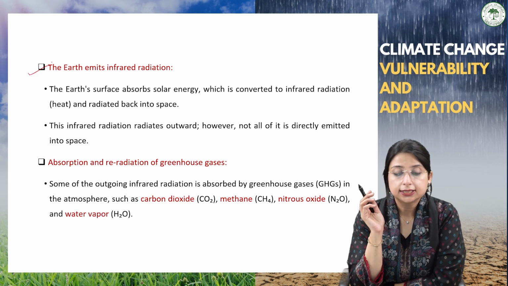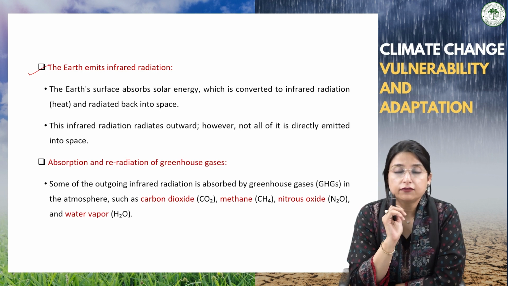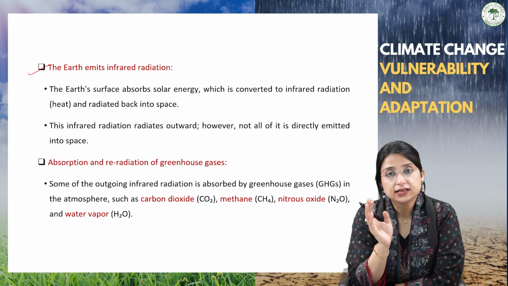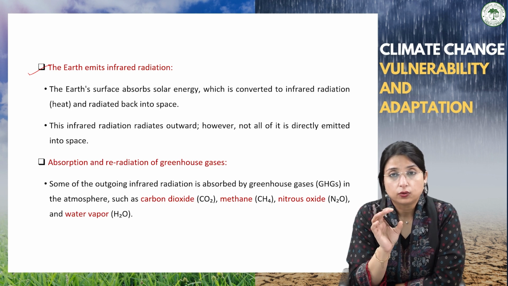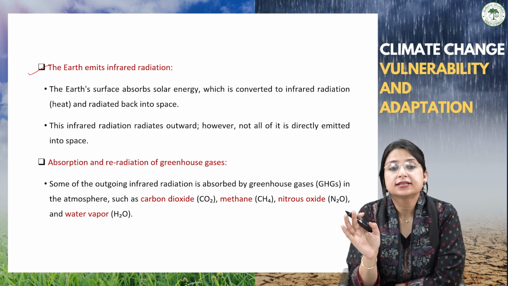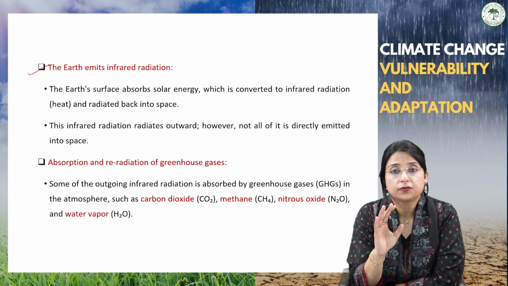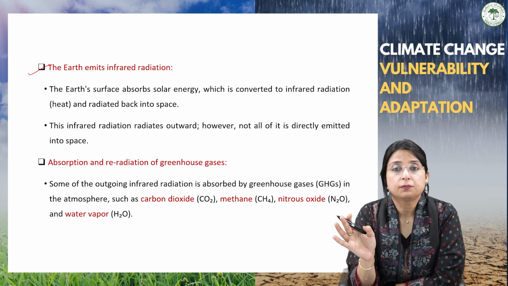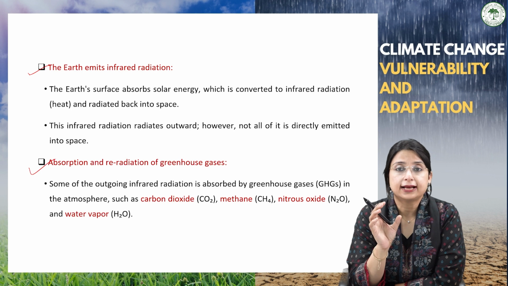Now, the second point: the Earth emits infrared radiation. It receives visible radiation in short wavelength, and it emits infrared radiation in long wavelength. The Earth's surface absorbs solar energy, which is converted into infrared radiation and radiated back into the space. Now, the main thing comes here: not all of the infrared radiation radiated outwards by the Earth's surface is directly emitted into space, because absorption and re-radiation through the greenhouse gases takes place.